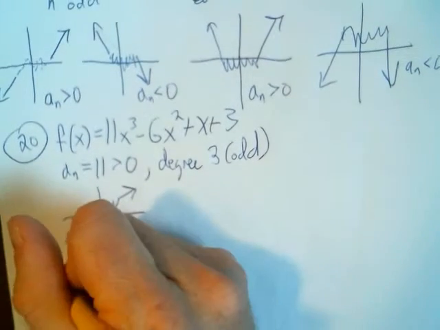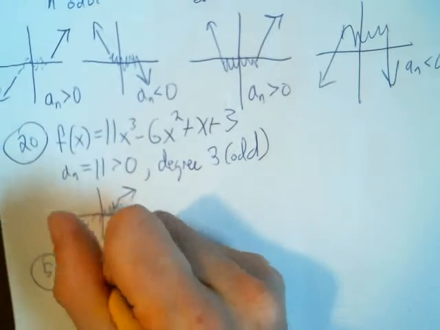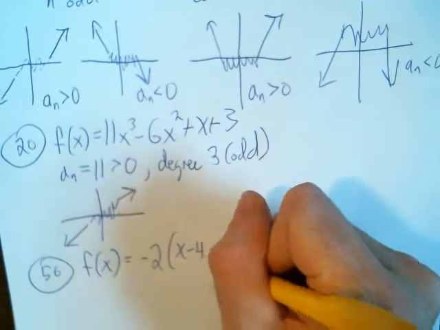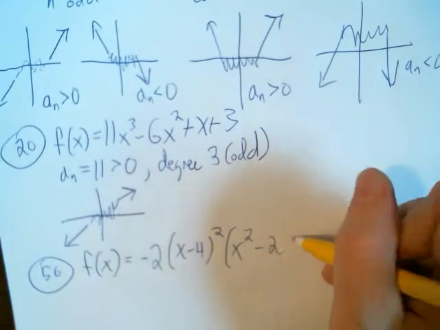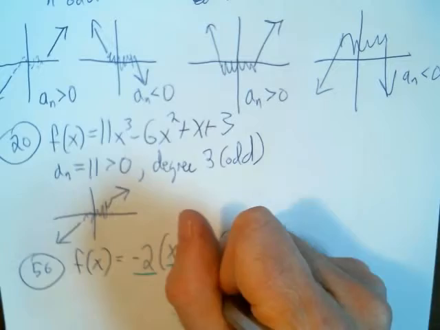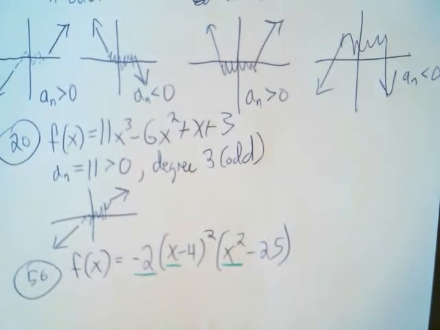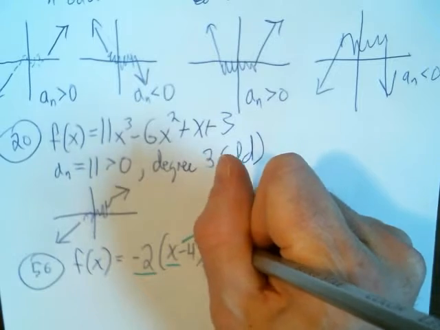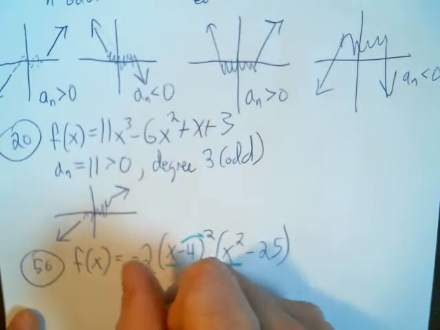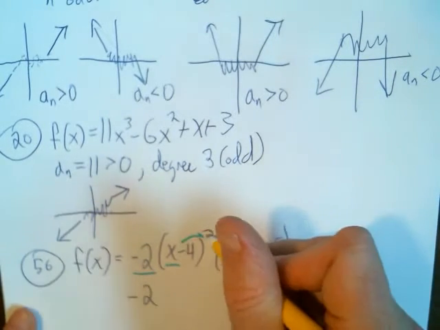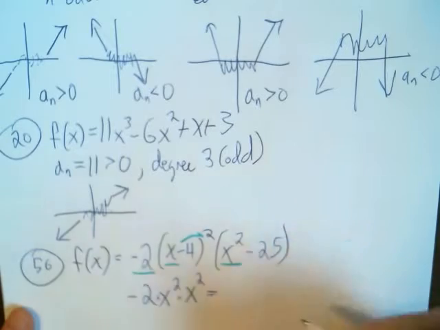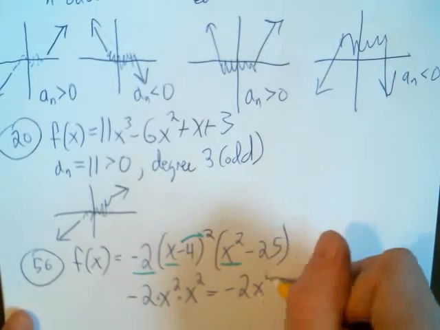Okay. Let's look at 56. These are kind of like challenge problems. f of x equals -2 times x minus 4 squared times x squared minus 25. The deal with this is you're going to pick off the first term in each factor and multiply those together. And also we need to connect this x to that squared. So the leading term will be -2 times this part, the x squared, times this part here, another x squared. So the leading term will end up being -2x to the 4th.